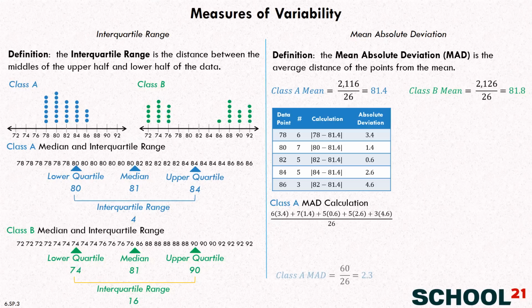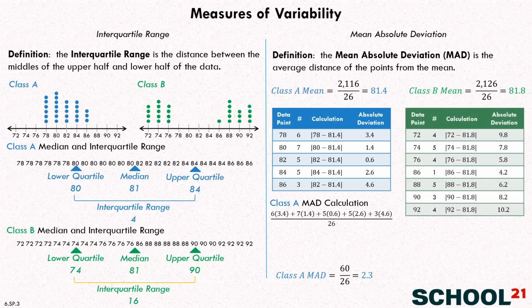And then if you complete that calculation, you can see that the Class A MAD here is, if you do all the math up here, you get 60 divided by 26, and you get 2.3. So that's the mean absolute deviation for Class A. Now let's look at Class B. Similar kind of thing here.